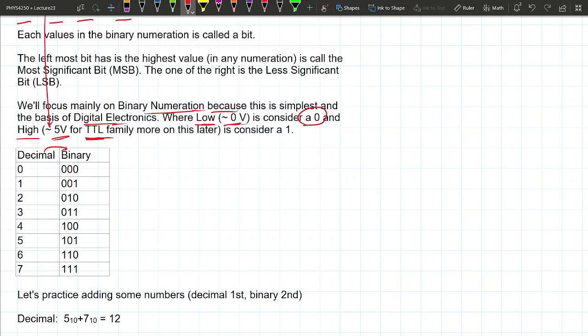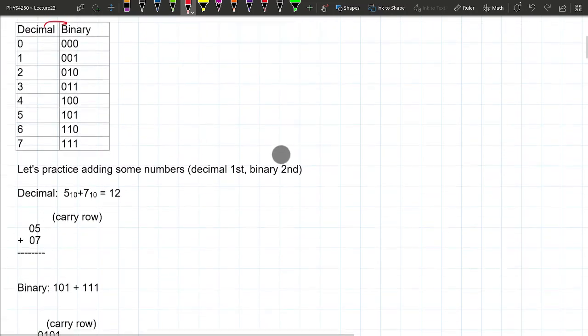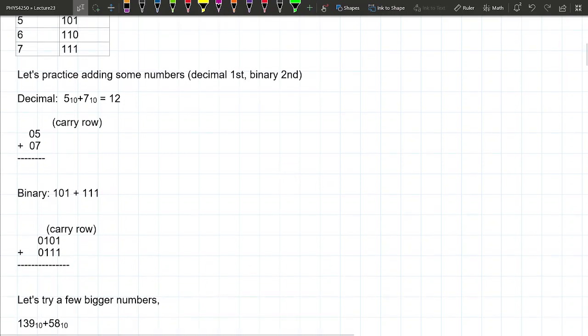Okay, so let's just do some practice, adding some numbers in binary. Let's say I have a decimal number of 5 and then a decimal number 7, and that should add up to 12. You can see that I have a little subscript 10 here. In any electronic, digital, binary textbooks, the default numeration is actually binary. If you don't underscore it with 10, you should assume that it's actually binary you're talking about.